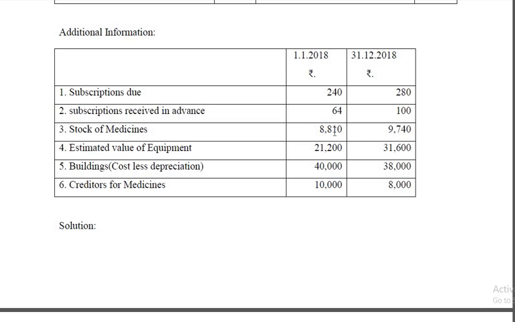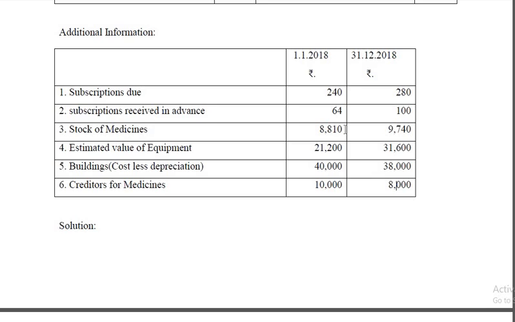So from the medicines you have to deduct what was paid for last year, that is 10,000. And then you have to deduct 31,600, balance at the end of the year. Whereas 8,000 creditors for medicine, outstanding creditors for medicines, this has to be added to 8,810. Let me sum up.